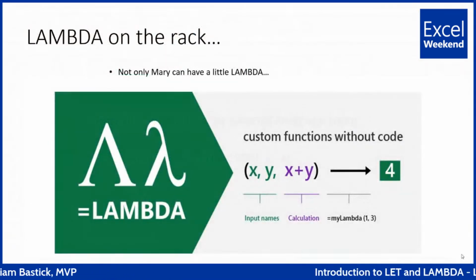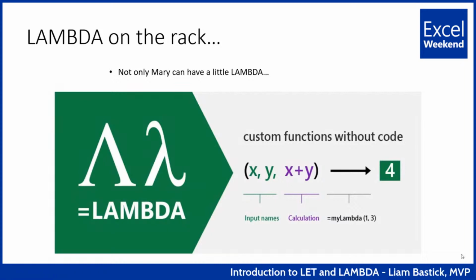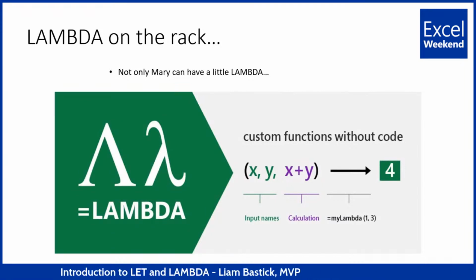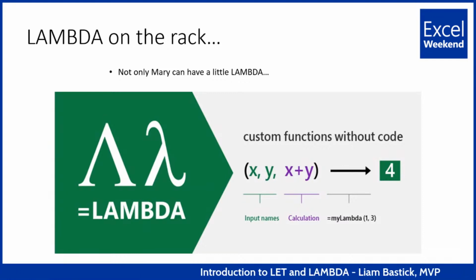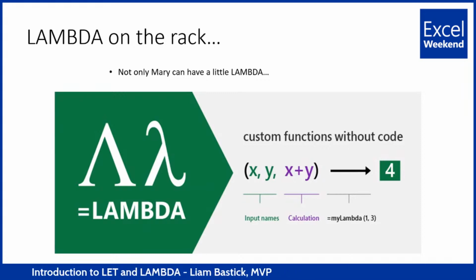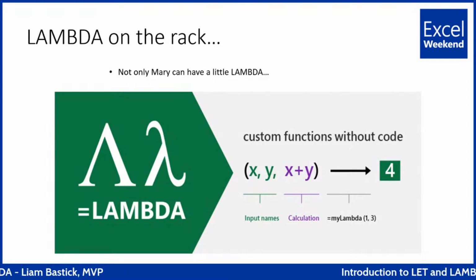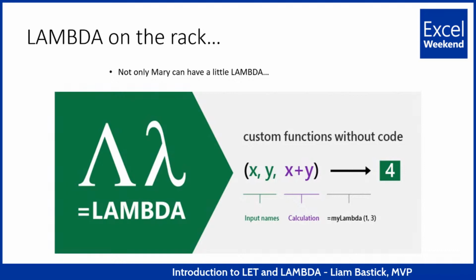The second of the two functions I want to look at is LAMBDA. Yes, LAMBDA is now on the rack, and as I joke, not only Mary can have a little LAMBDA, we all can if we've got Office 365, as this has now become generally available too. The power of this latest addition to the Excel family can't be overstated because it actually allows you to do things that you just could not do in Excel before. It allows you to make Excel what programmers call Turing complete, whatever that means. Yes, I know you're all excited to hear that.